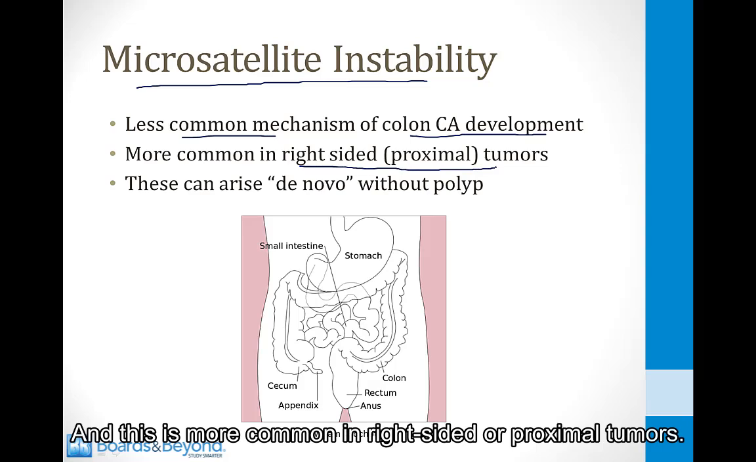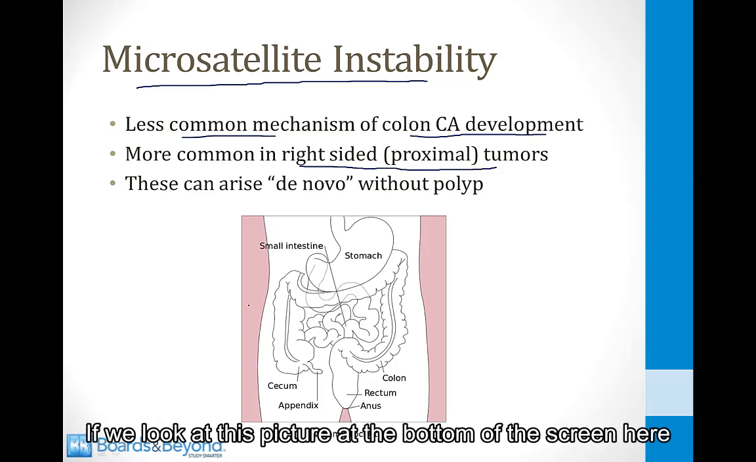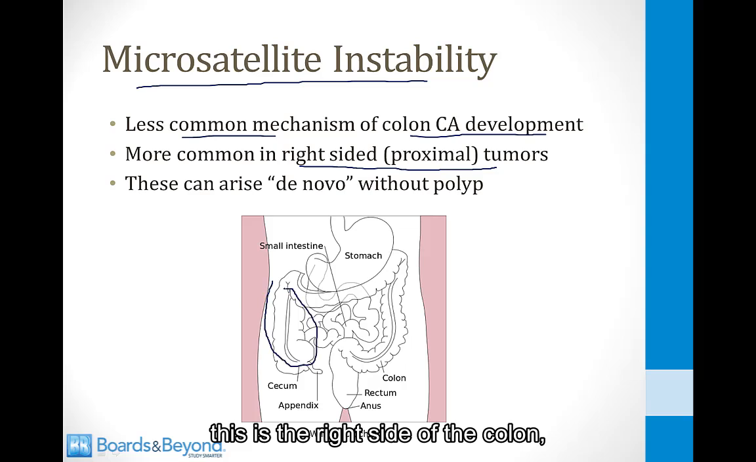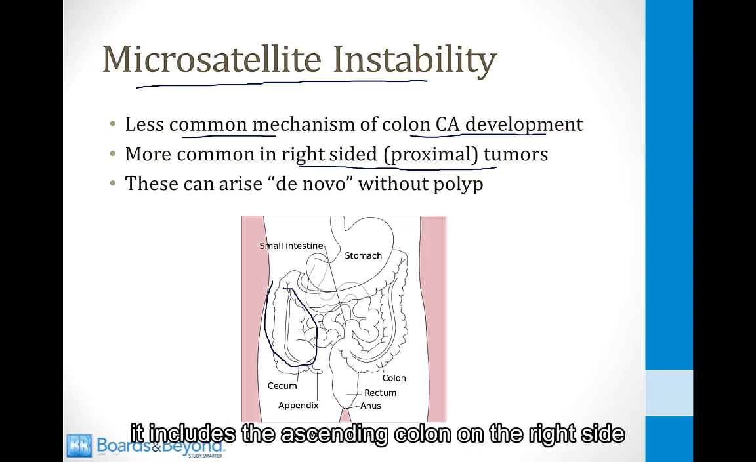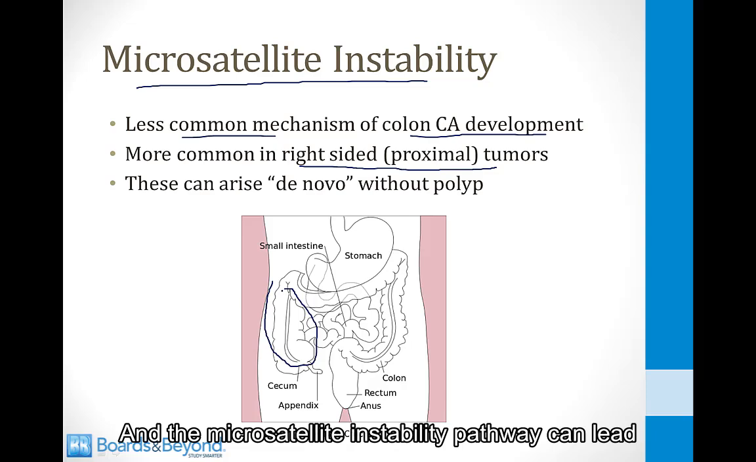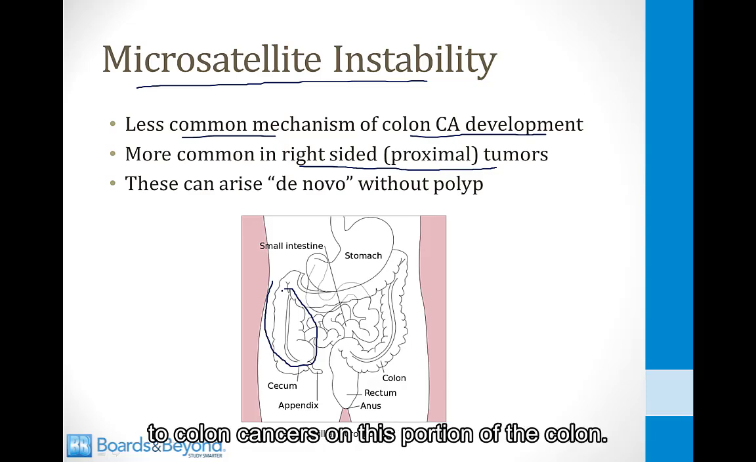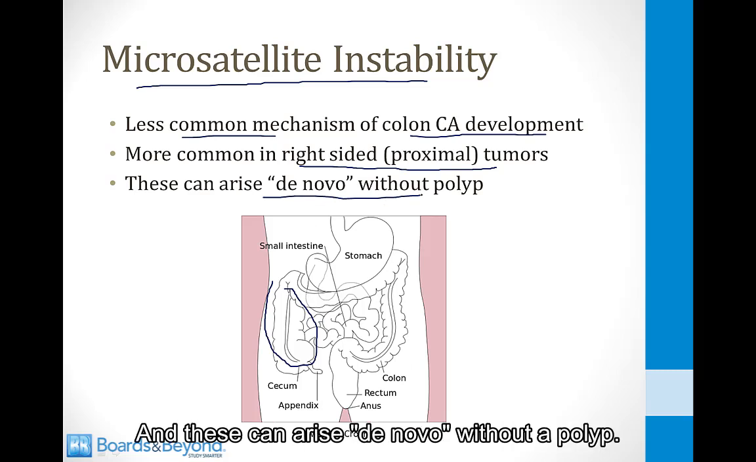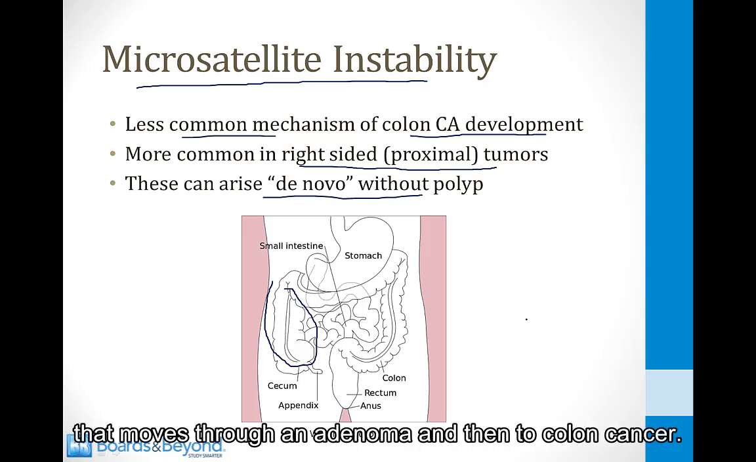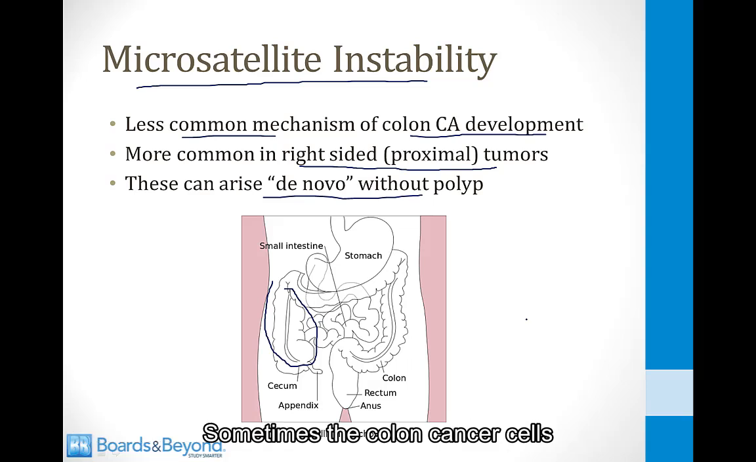proximal tumors. If we look at this picture at the bottom of the screen here, this is the right side of the colon. It includes the ascending colon on the right side of the body. And the microsatellite instability pathway can lead to colon cancers on this portion of the colon. And these can arise de novo without a polyp. So there's not necessarily a sequence that moves through an adenoma and then to colon cancer. Sometimes the colon cancer cells begin to develop spontaneously via the microsatellite instability pathway.